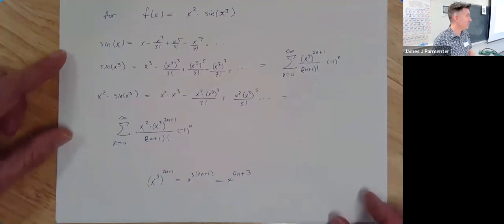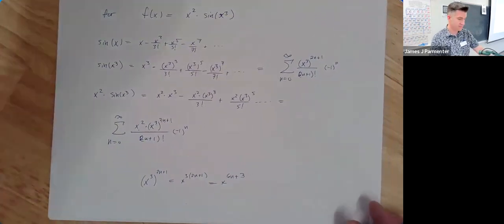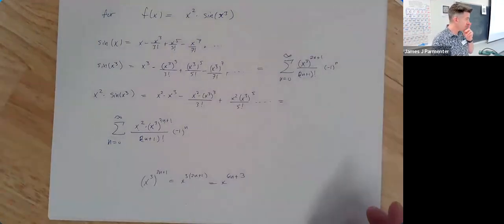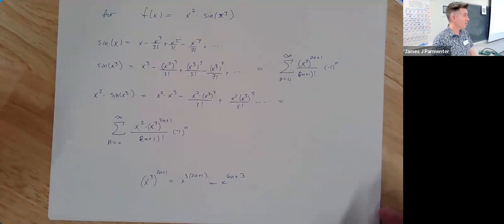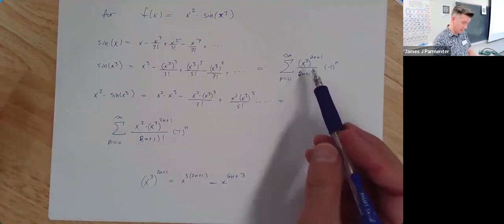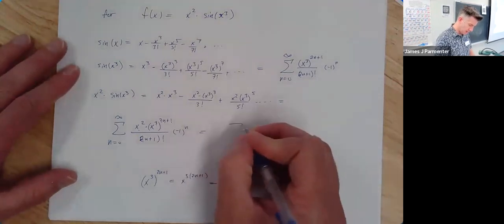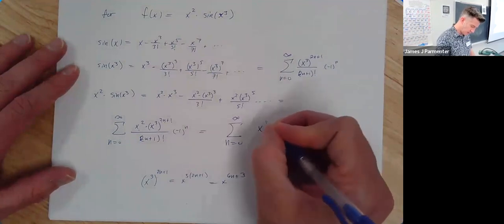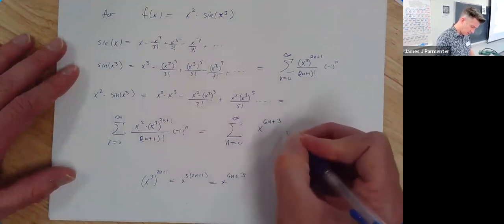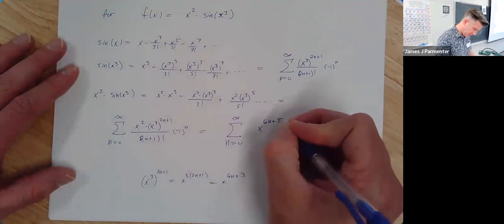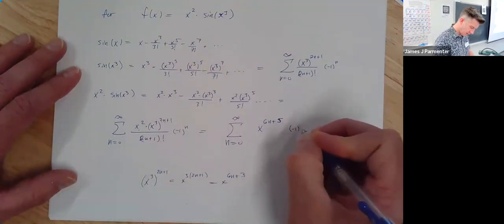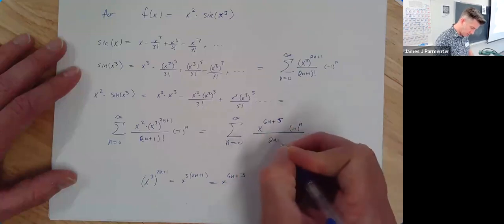Sorry, you can't see that. You're multiplying each term by that thing, so you can just throw it into the summation. So here I would write this as the sum from n equals 0 to infinity of x to the 6n plus 3, sorry, 6n plus 5, since I've got the x squared there, times negative 1 to the n all over 2n plus 1 factorial.